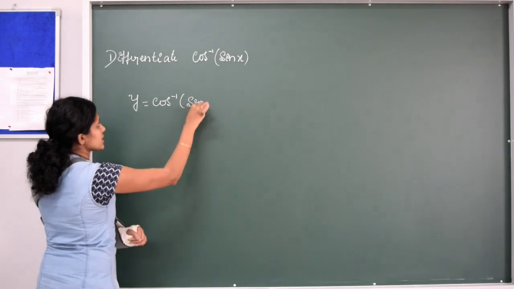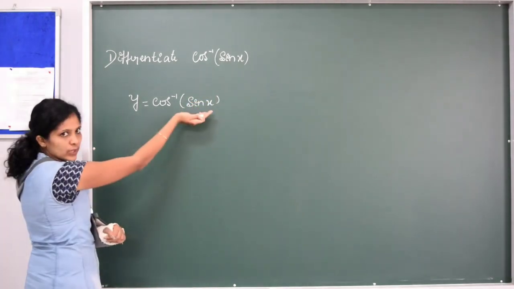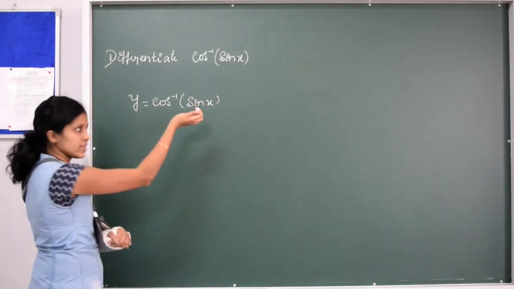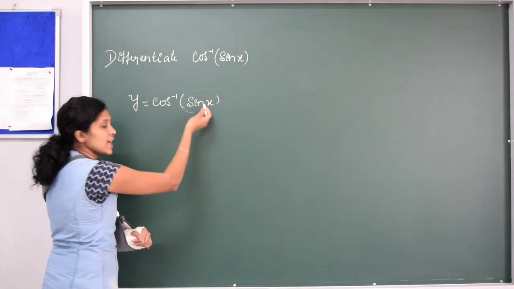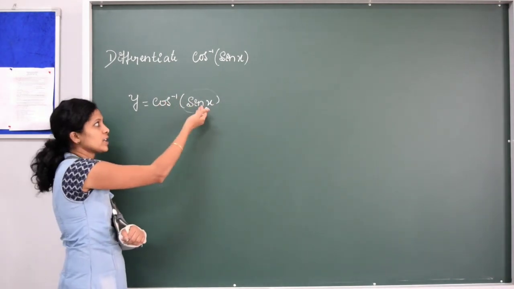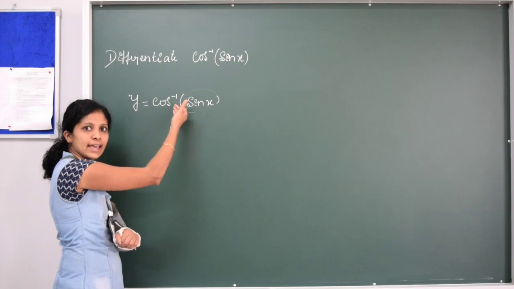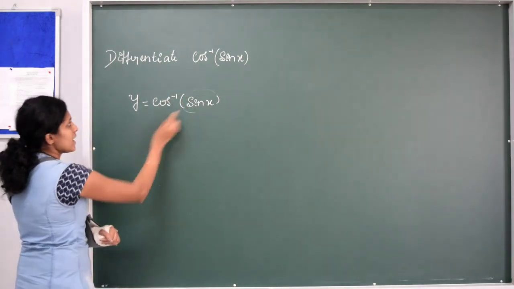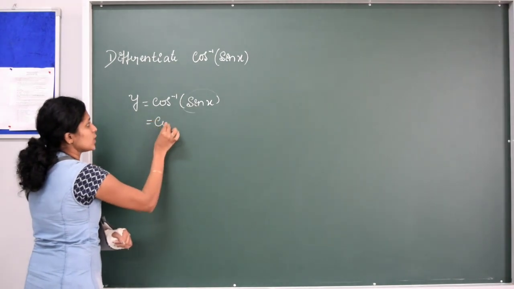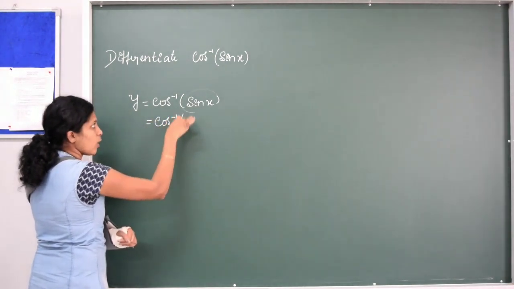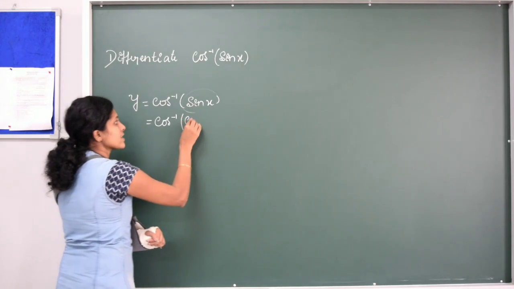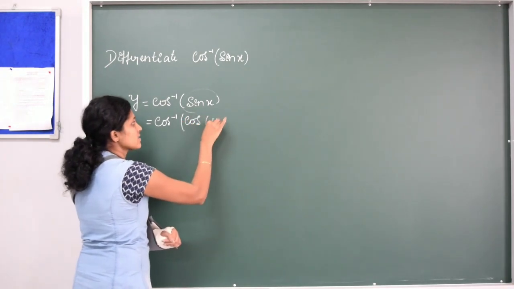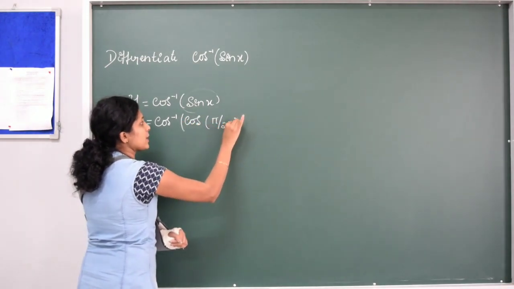Here, to differentiate this function, either you can go with the cos inverse x formula or else you can convert the sin x into a cos form. If you convert sin into cos, then we can cancel cos inverse and cos, and then you can differentiate. We will see both the methods. Cos inverse of sin x can be written as cos inverse of cos of pi by 2 minus x. Agree?